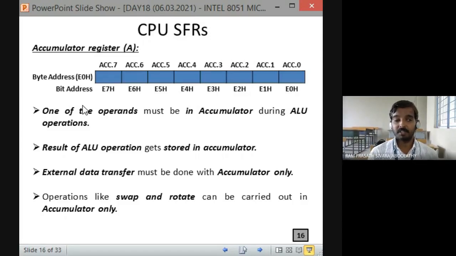As far as the A register is concerned, like in 8085, one of the operands must be present in the accumulator. After an ALU operation, the result will get stored in the accumulator. For external data transfer, the accumulator must be used. Apart from that, swap and rotate operations can be carried out only in the accumulator.